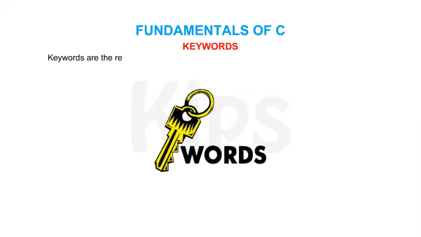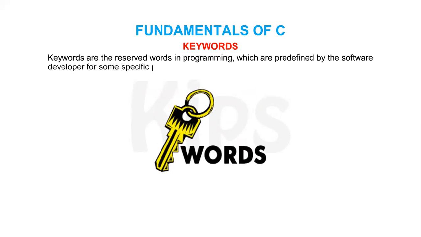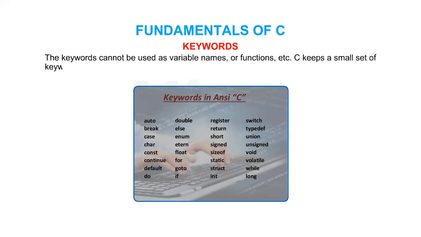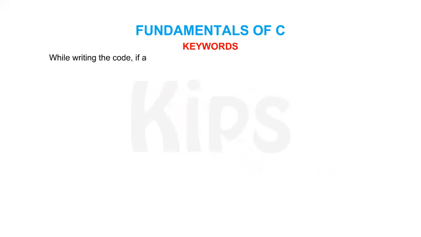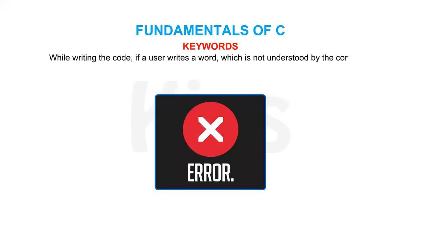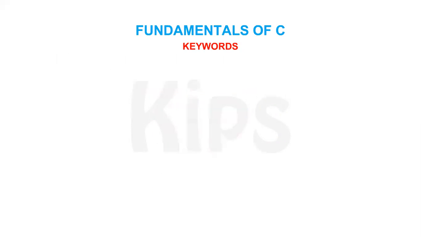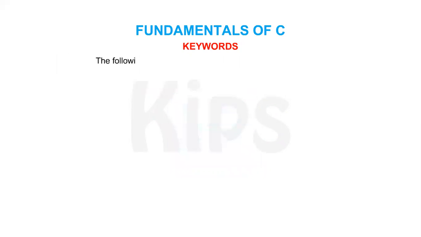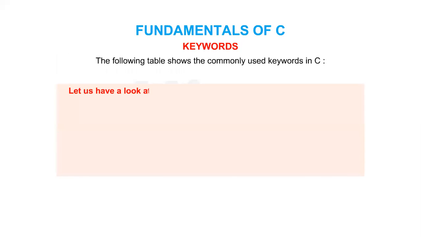Keywords. Keywords are the reserved words in programming which are predefined by the software developer for some specific purpose. The keywords cannot be used as variable names or functions, etc. C keeps a small set of keywords for its own use that have fixed meaning. While writing the code, if a user writes a word which is not understood by the compiler, it raises an error. Since C is a case-sensitive language, all the keywords should be written in lowercase. The following table shows the commonly used keywords in C. Let us have a look at C keywords.